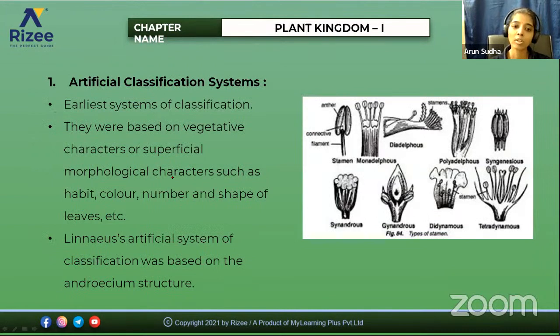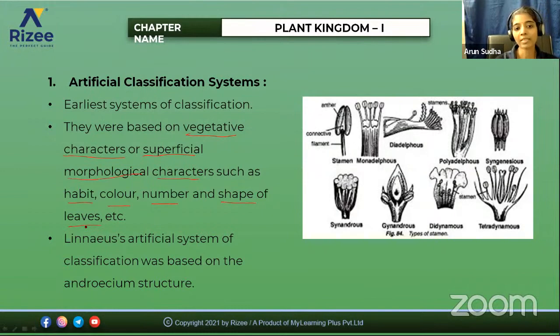So first is the artificial classification system. What do you mean by the artificial classification system? It is one of the earliest systems of classification. Before that, there was only a vague division into plants and animals. The earliest system took into account only a few characteristics, not all of them. For example, they were based on the vegetative characters, or the superficial morphological characters, such as habit, color, number, and shape of the leaves.